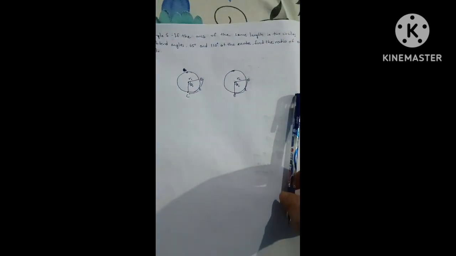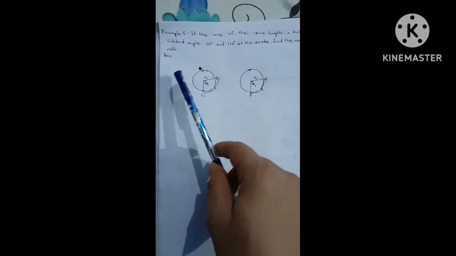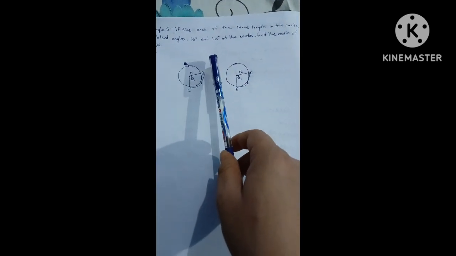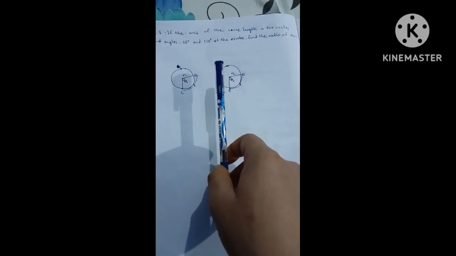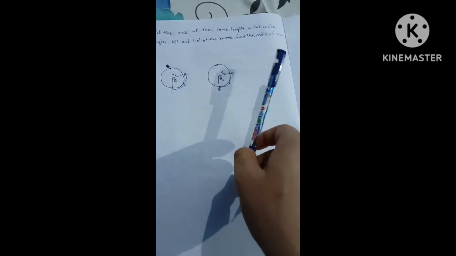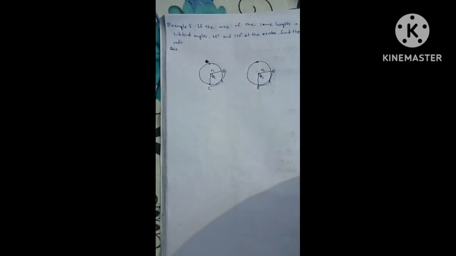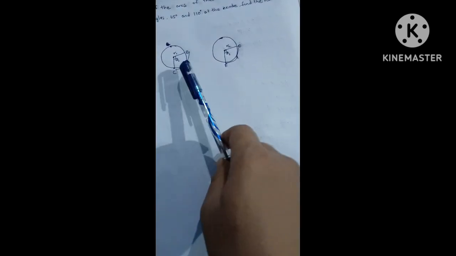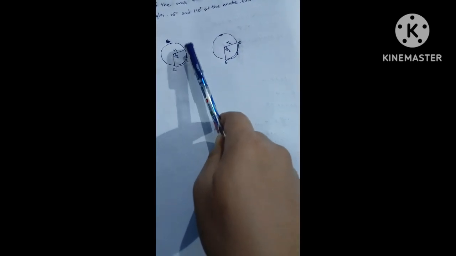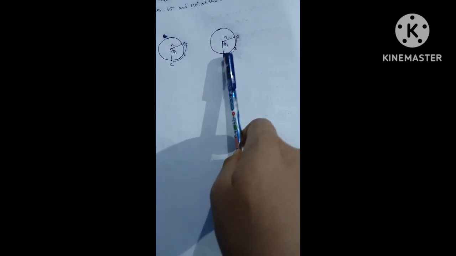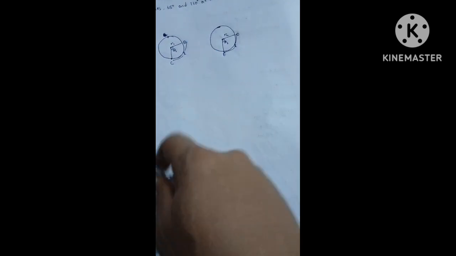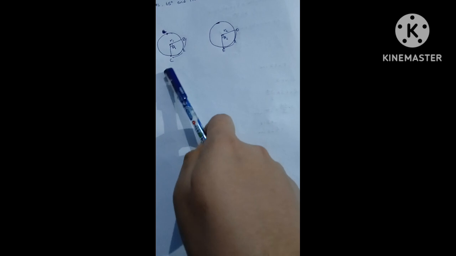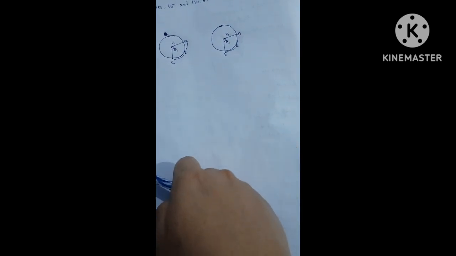See the next question. If the arcs of the same length in two circles subtend angles 65 degree and 110 degree respectively at the center, find the ratio of their radii. So according to the question, we have two circles where the same length arc subtends two different angles at the center, and we have to find the ratio of their radii.